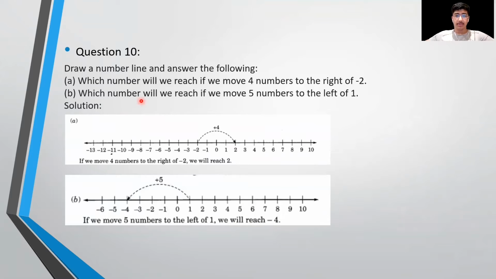if we move 5 numbers to the left of 1, what number will we reach? So again, we have to locate where a positive 1 is on a number line, and then we have to move 5 places to the left hand side. So if we move 5 unit places to the left, we will get minus 4.